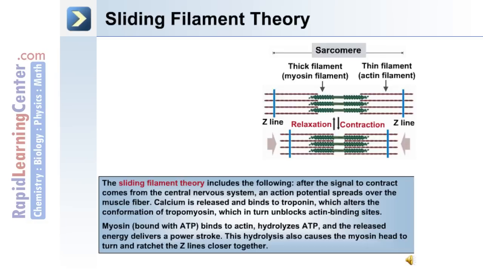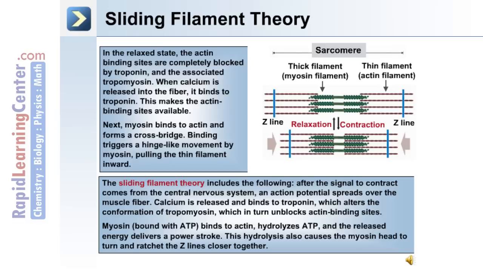The sliding filament theory. The sliding filament theory includes the following. After the signal to contract comes from the central nervous system and through the peripheral nerve, an action potential spreads over the muscle fiber. Calcium is released and binds to troponin. This alters the conformation of tropomyosin, which in turn unblocks the actin binding sites. Myosin, bound with ATP, binds to actin. It hydrolyzes the ATP, and the released energy delivers a power stroke. This hydrolysis also causes the myosin head to turn and ratchet the Z lines closer together.